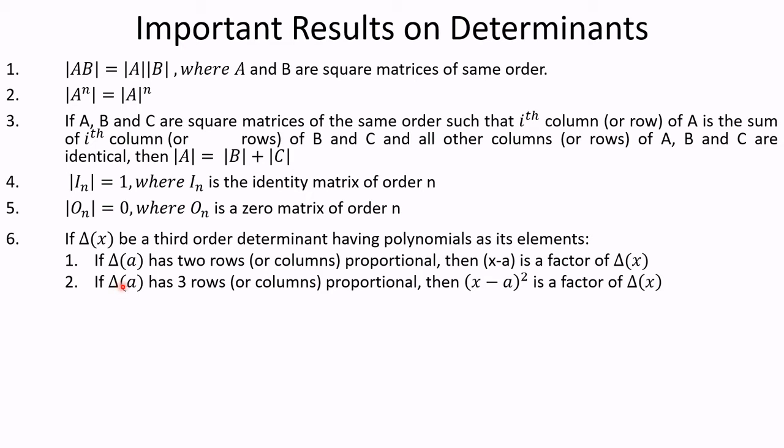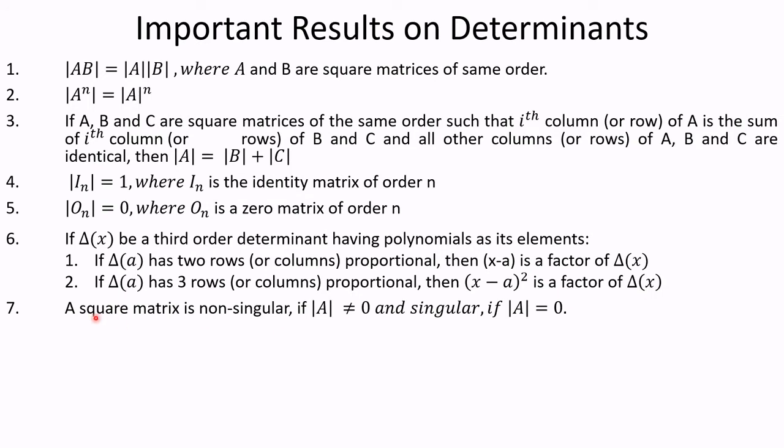Number 2, if delta A has three rows or columns proportional, then x minus A whole square is a factor of determinant x.